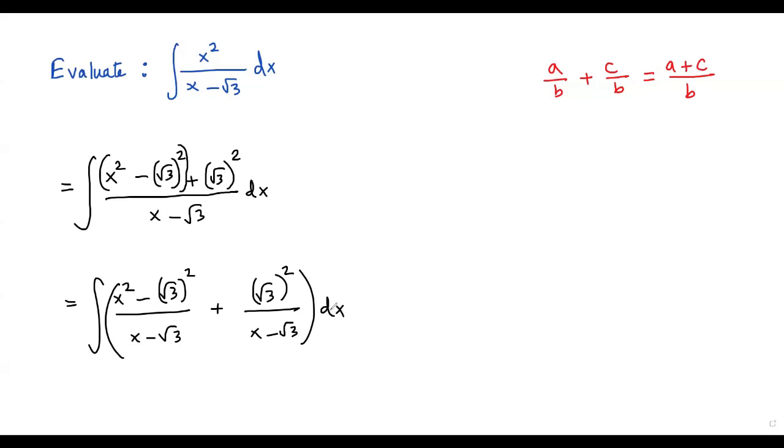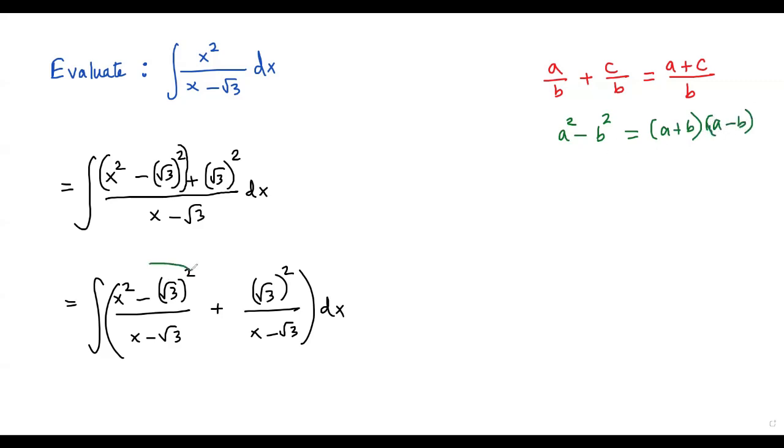Okay, so now in my next step, I'm going to consider the algebraic identity, that is the difference of two squares, a square negative b square. Whenever I have an expression in this form, the difference of two squares, a square negative b square, it can be written in factor form, that is a positive b times a negative b. This is one of the basic algebraic identities.